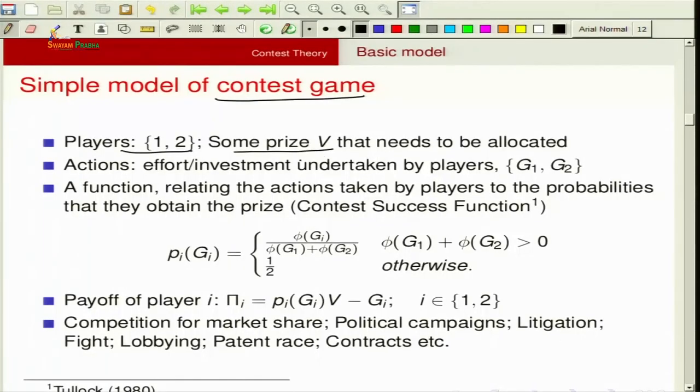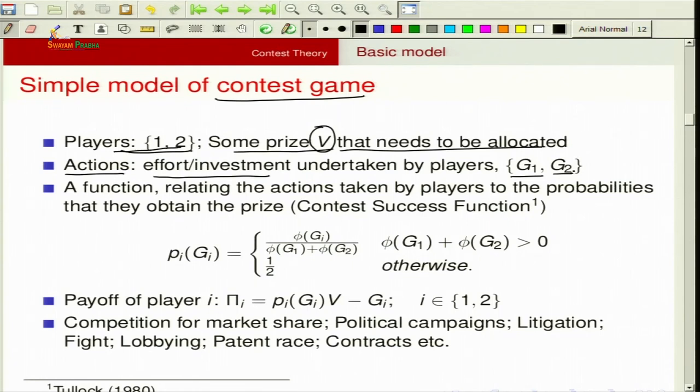Basically, this prize of value V cannot be allocated with the help of a market mechanism. Then what happens? These players fight, or we can say contest, for the allocation of this prize of value V. Then, after describing the players, we describe the set of actions. For these players, the effort or investment undertaken in this contest is the set of actions. So, g1 is the effort level that player 1 expends in this contest, and g2 is the effort level that player 2 expends in this contest.